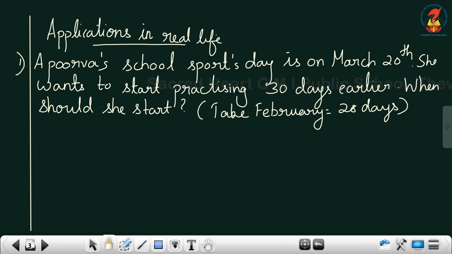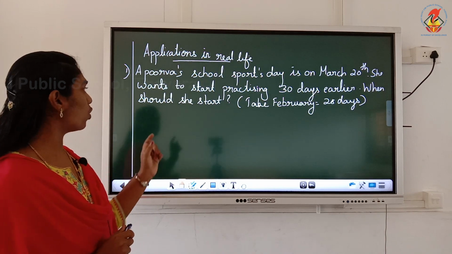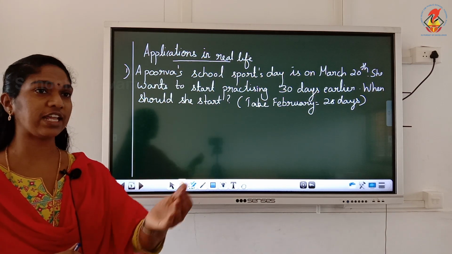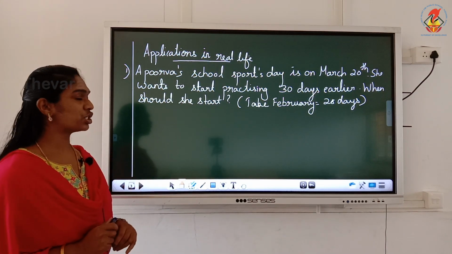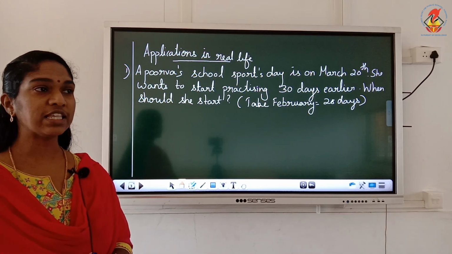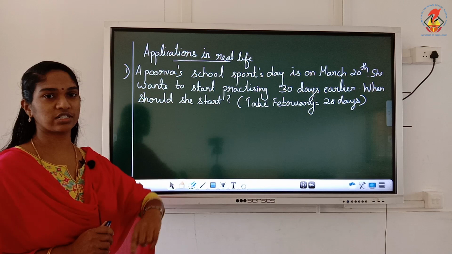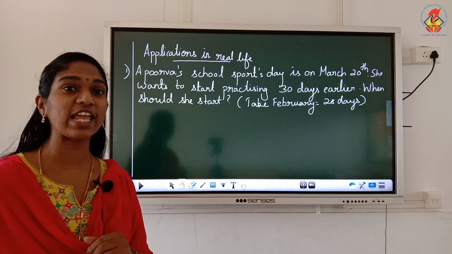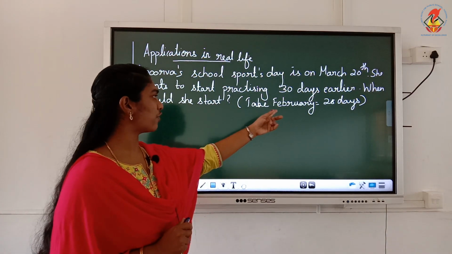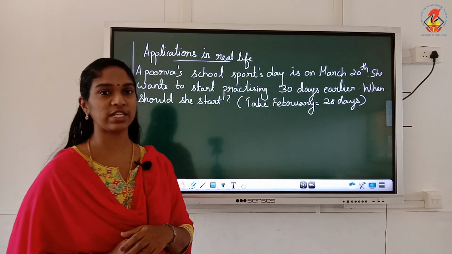First question. Apurva's school sports day is on March 20th. She wants to start practicing 30 days earlier. When should she start? So, you have to find out the starting date over here, and here they have asked you to take February as 28 days.